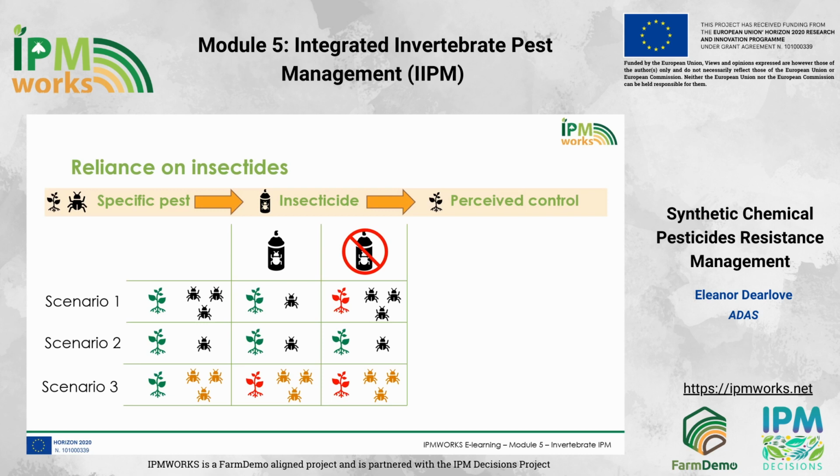It's also important that they are used in a way that avoids selection pressure for pest resistance, as otherwise, not only will applications be ineffective, but the occurrence of resistant populations will increase. This is insecticide resistance management.